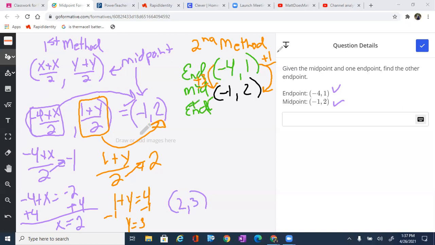We add another 3. So let's do that in a different color. We add another 3 and we just add another 1. So -1 plus 3 is going to be 2, and 2 plus 1 is going to be 3. And you can see that's another method to get to the exact same point, but not having to use all the algebra in order to do that.